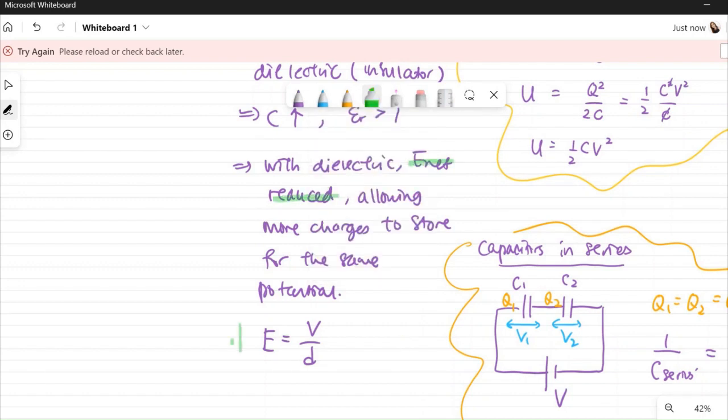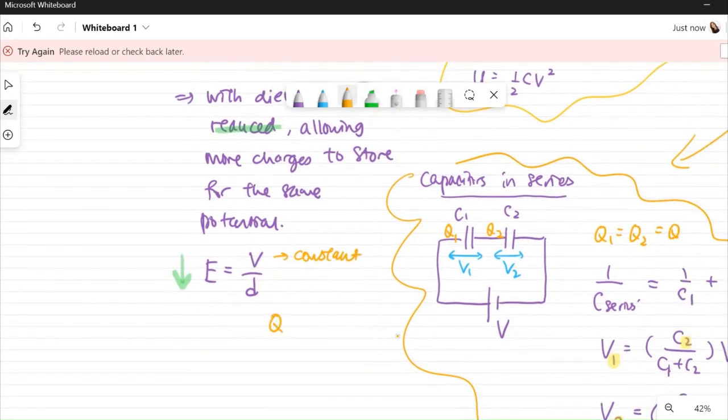So the electric field is reduced. Okay, to maintain V as constant, so V across the capacitor is constant, we do not change the battery. According to Q equal to CV, if E is reduced, by right V will be reduced. Since the battery connected to it is constant, how can I increase back the electric potential? So the only way is by allowing more charge to store.